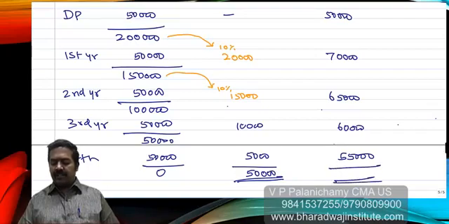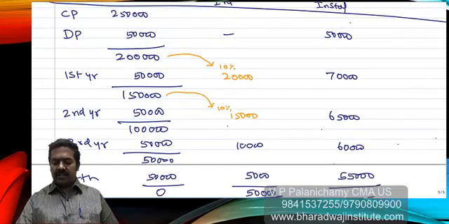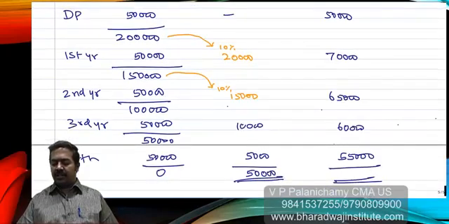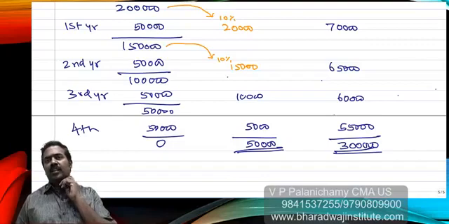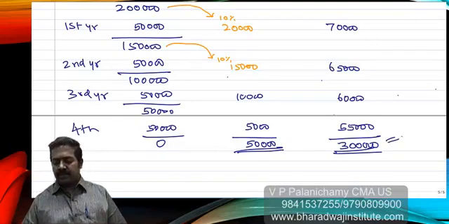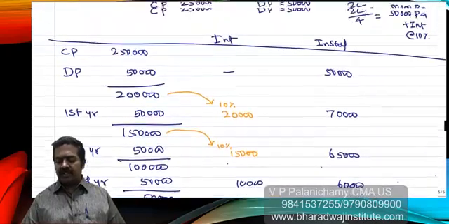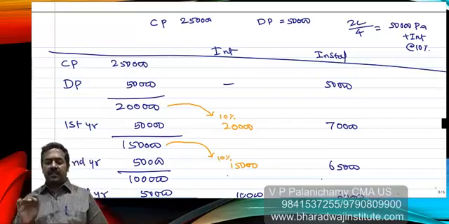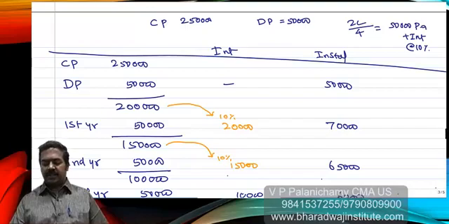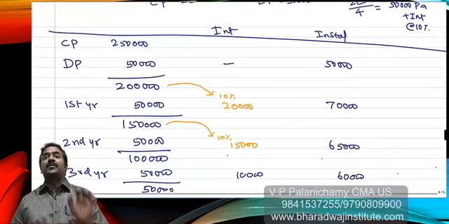If you add up, it will give you the higher purchase price. Installments 50,000 plus 70,000 plus 65,000 plus 60,000, add up all these, you will get 3 lakhs. That is what we learned. What is higher purchase price? Cash price plus interest. The cash price of the asset in this example is 2,50,000, plus the total interest of 50,000. It will give us the higher purchase price.